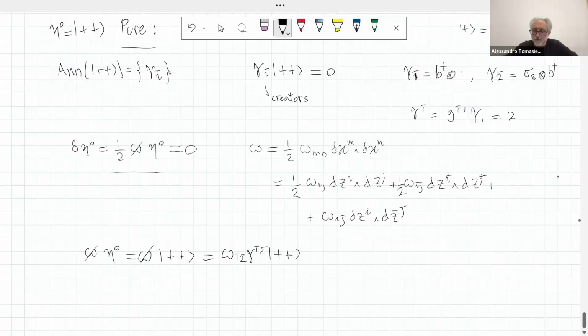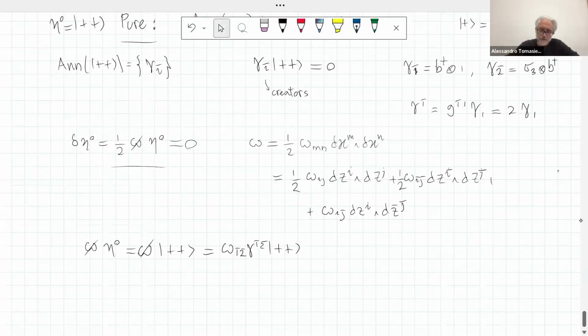And this is actually a 2. But more importantly, the index has been transformed from a barred one to a non-barred one. So when you raise and lower an index, you gain or lose a bar. Now you see that if gamma 1 lower bar gives 0, gamma 1 upper bar doesn't. And in particular, this one would just give minus minus, proportional to minus minus.